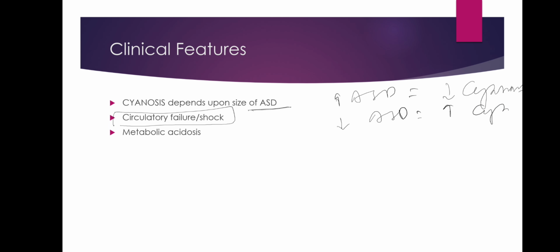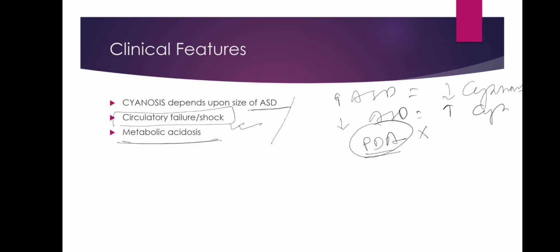Why? Because if the PDA gets blocked, then no blood enters from the pulmonary artery to the aorta, and there is complete circulatory failure. So the child suffers from circulatory failure within just a few hours after birth, or metabolic acidosis.